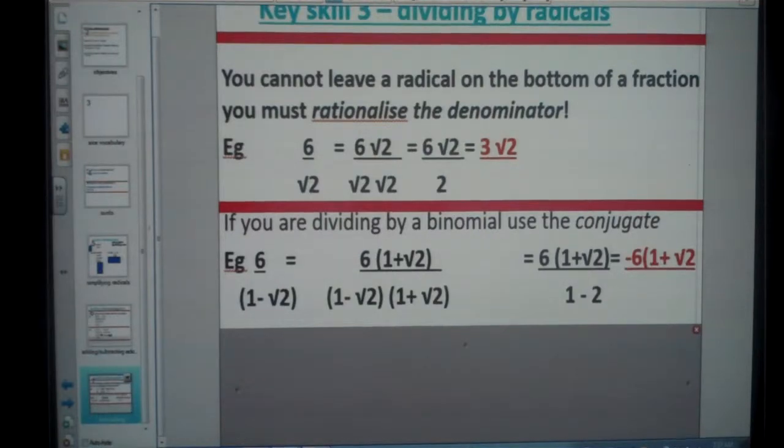So just a few reminders there on some of the key things that you would have done in Algebra 1 and Algebra 2 that will hopefully enable you to complete this exercise for today.